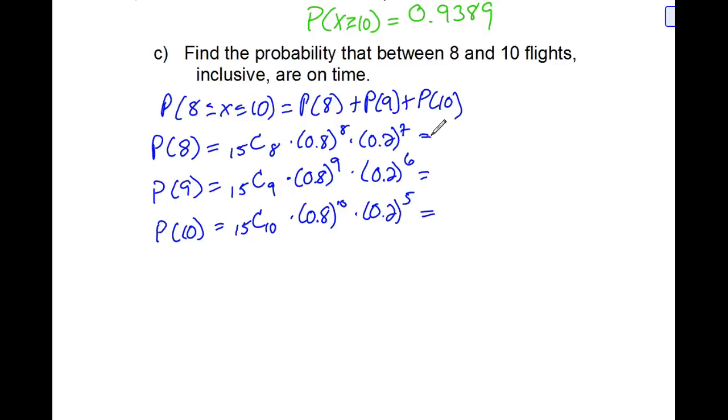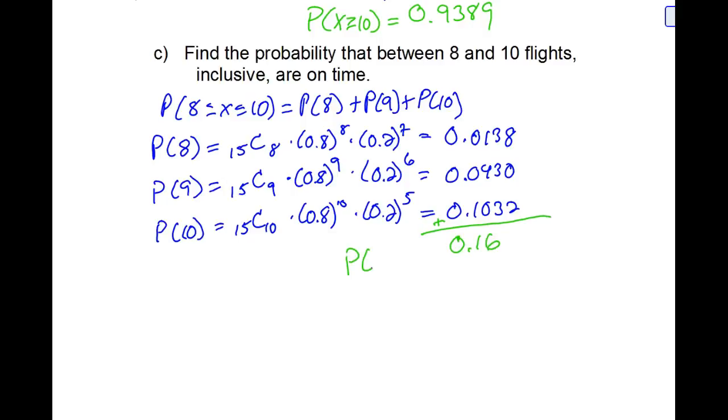Calculate these, either by hand or with your calculator for the combinations. That's going to give me 0.0138, 0.0430, and 0.1032. Then I will add those up, and I will get 0.16. So the probability that between 8 and 10 flights are on time is 0.16.